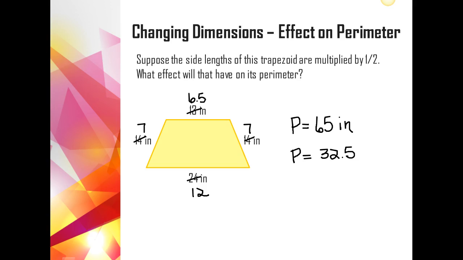If we multiply the original perimeter of 65 inches by 1/2, just like we did to all the sides of the trapezoid, we do get the new perimeter of 32.5 inches. Let's put everything that we've investigated so far together in a table and see if we can determine a rule.